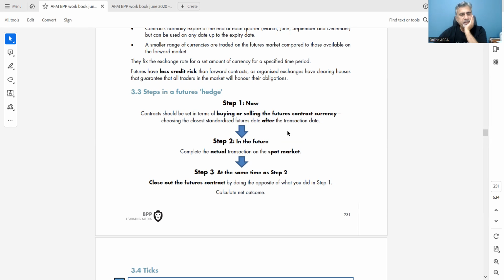Okay, we plan to discuss currency risk management. On your course page, on your portal, you can find quite a lot of questions on currency risk management. This is a very important topic from your AFM exam perspective.